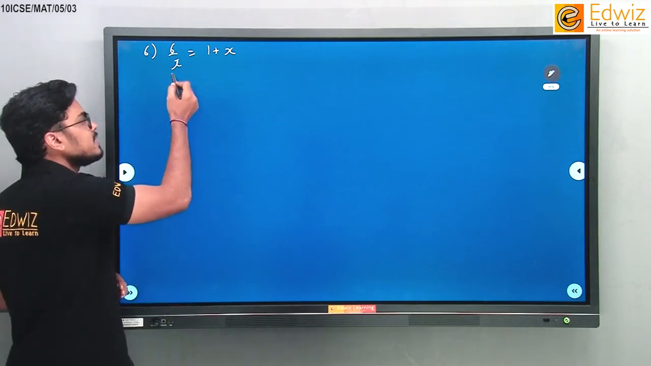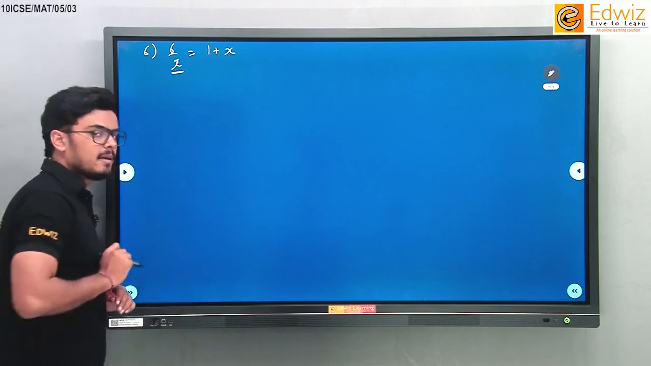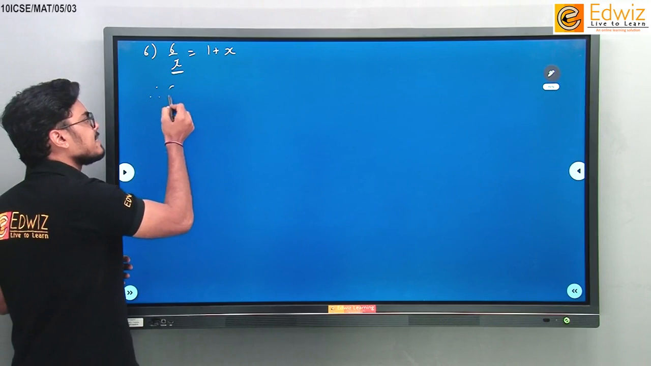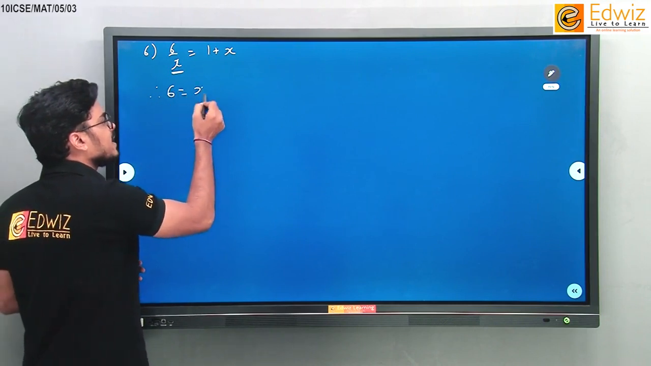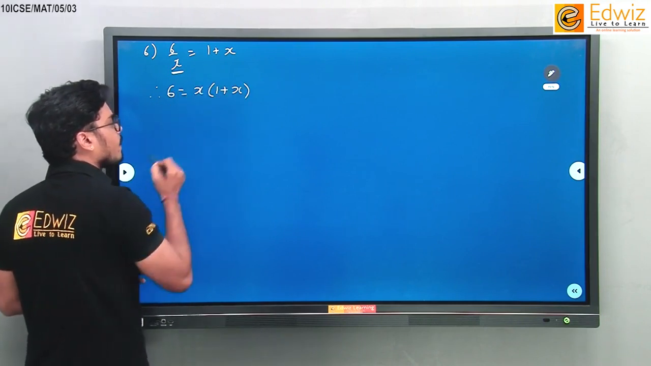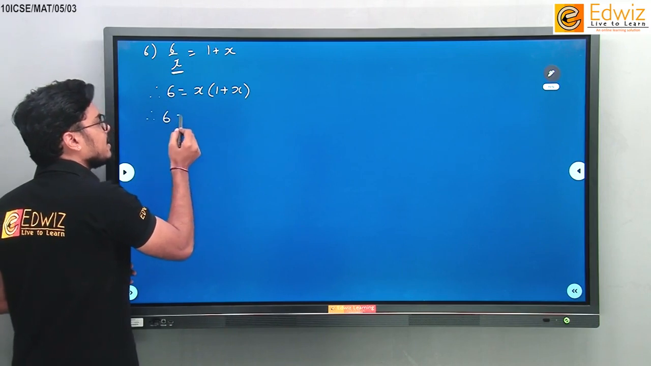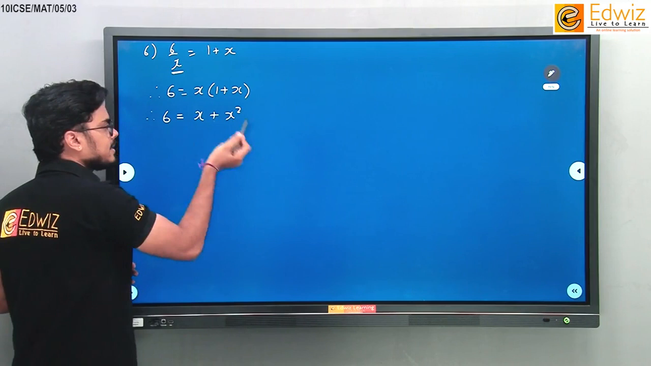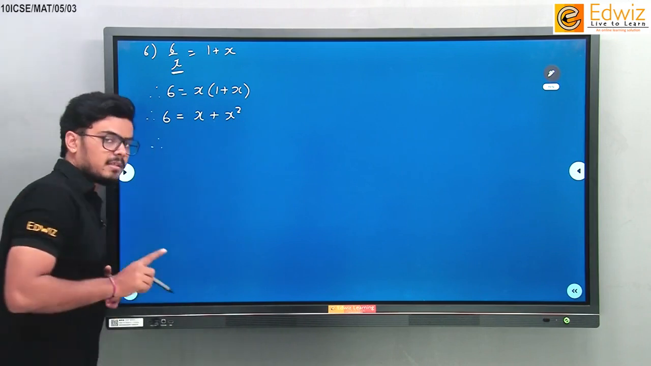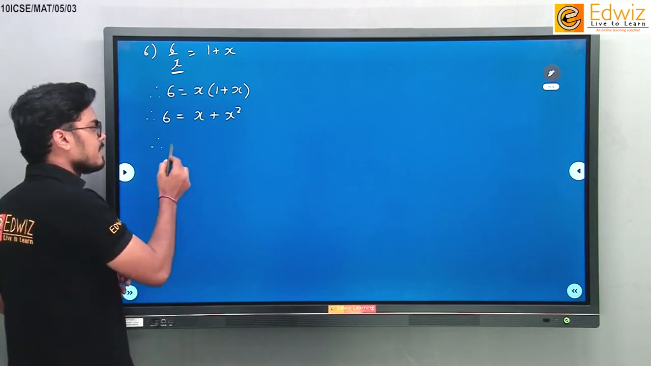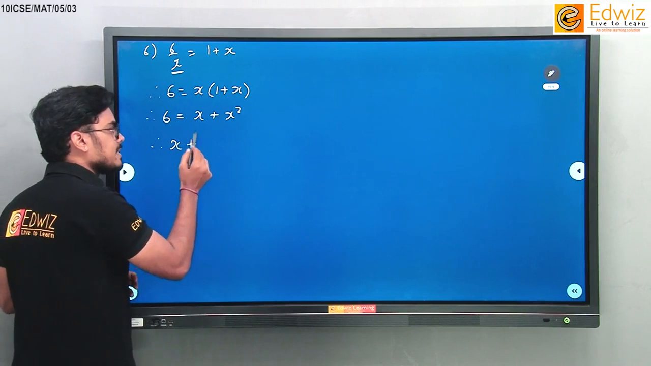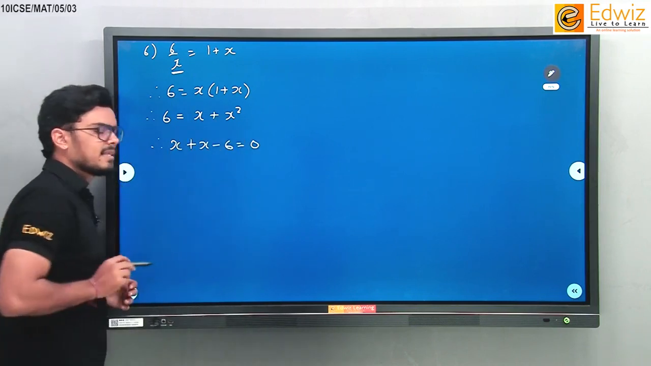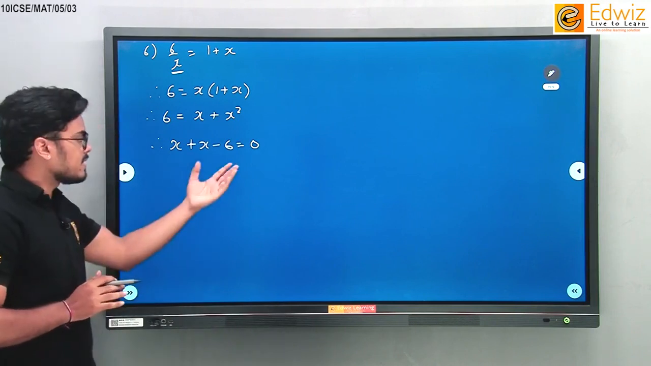What we can simply do is shift this x on the other side. It will get multiplied by 1 plus x. So here you are getting 6 equal to x multiplied by 1 plus x. So it will become 6 equal to x plus x square. Take this 6 also on the other side. Our equation in its standard form is x square plus x minus 6 equal to 0. 6 on other side will become minus 6. So this is our equation.